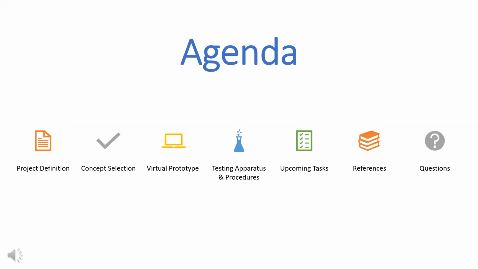The agenda for today is to review the project definition, explain the concept selection process, define the final design, discuss the virtual prototype, explain the testing apparatus and procedures, and discuss the tasks to be completed. At the end of the presentation, we'll answer any questions you may have.